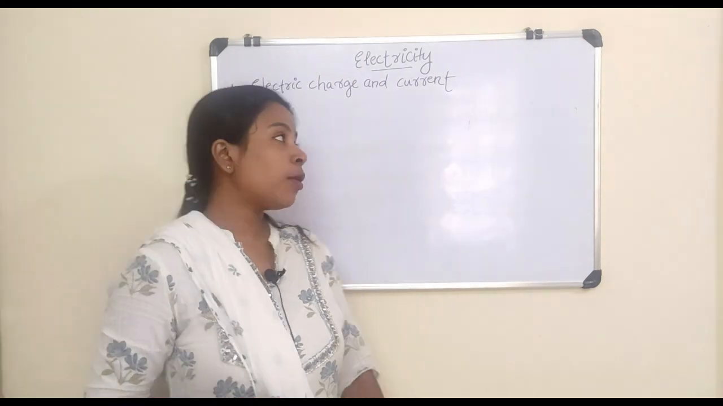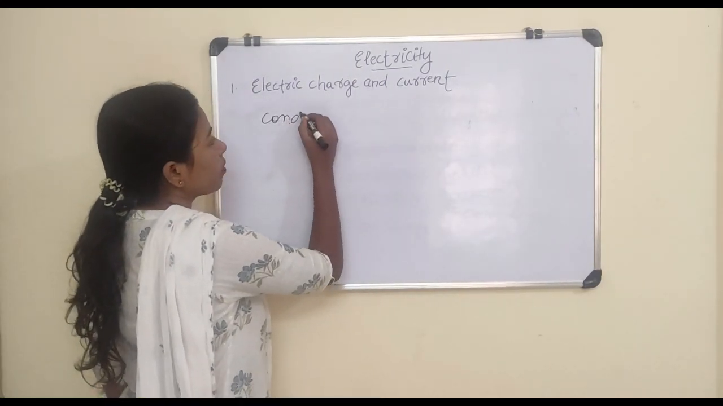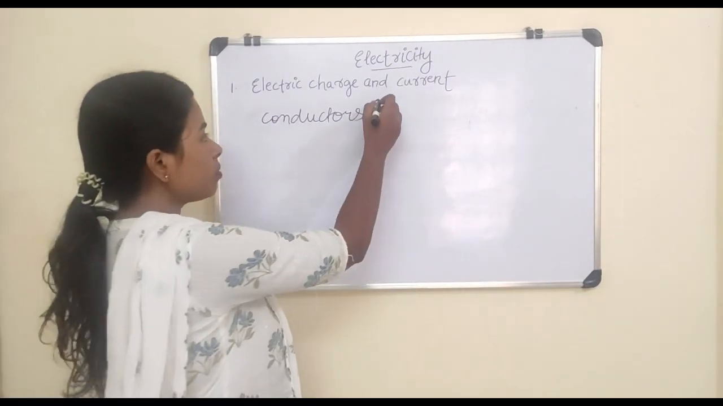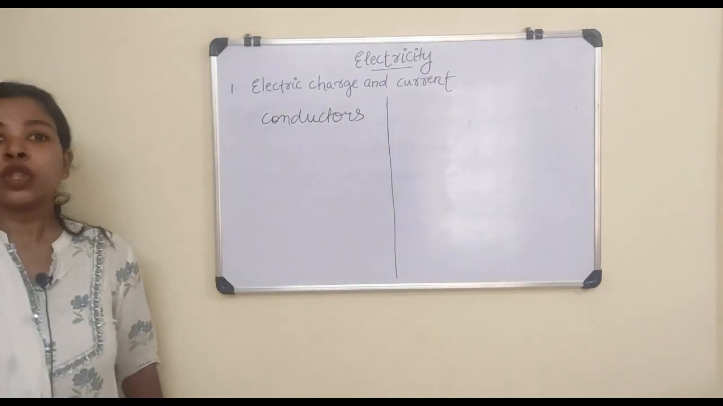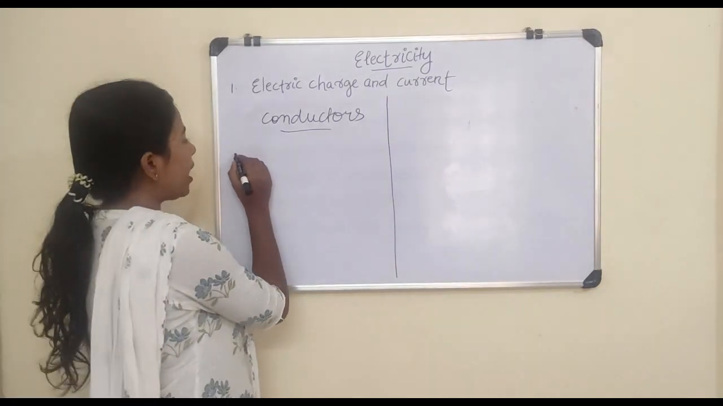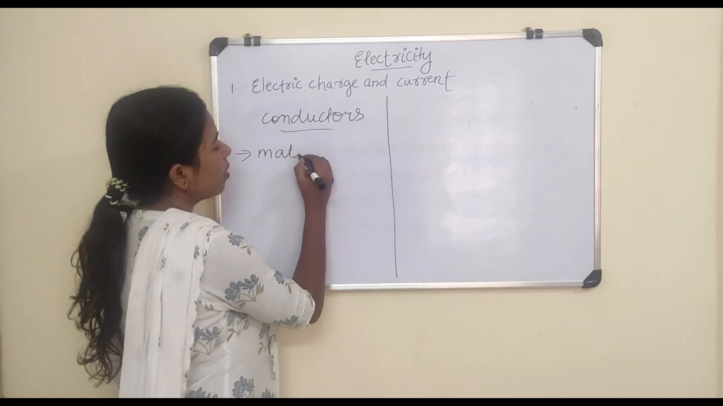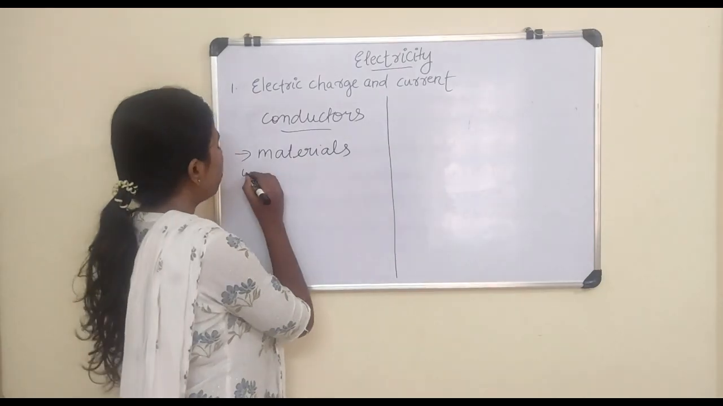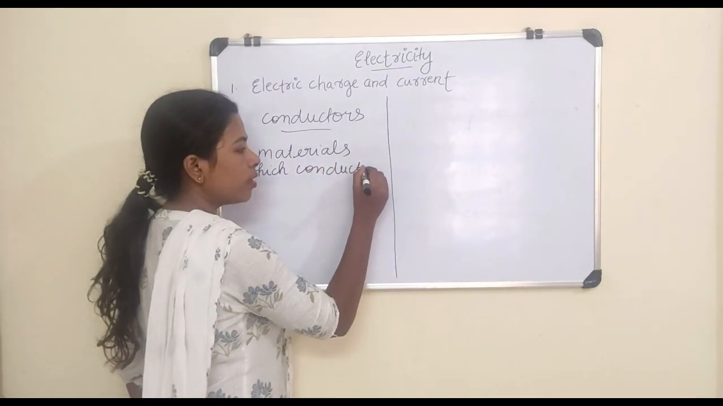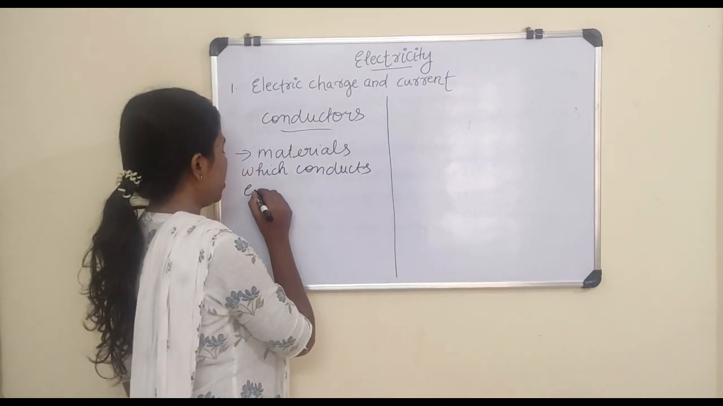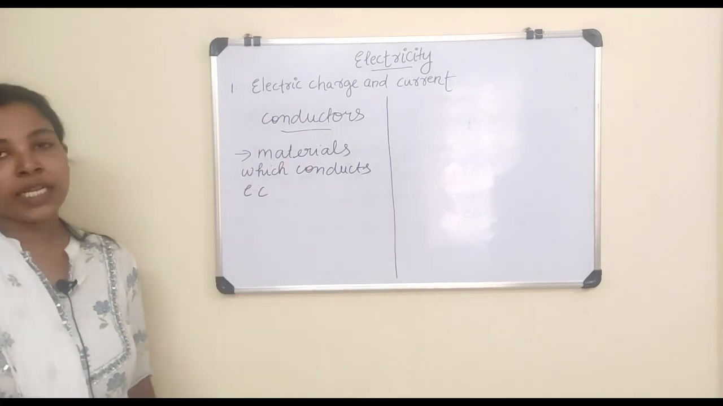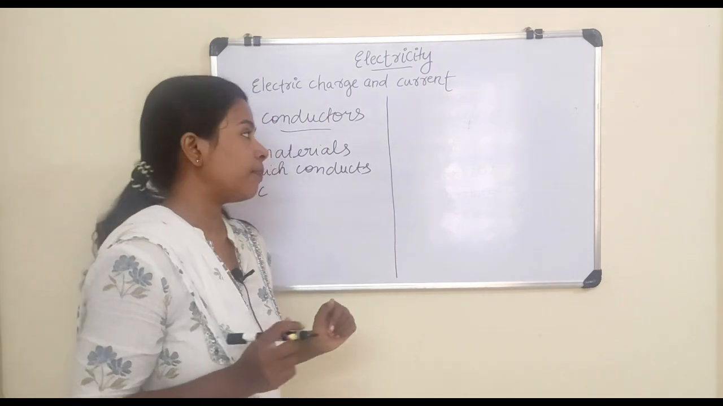Okay. Now, have you heard about conductors and insulators? Okay. So what are conductors? Conductors are those which allow the passage of electric current through them. Materials which conduct electricity or electric current. Conductors are the materials which allow the passage of electric current through them.